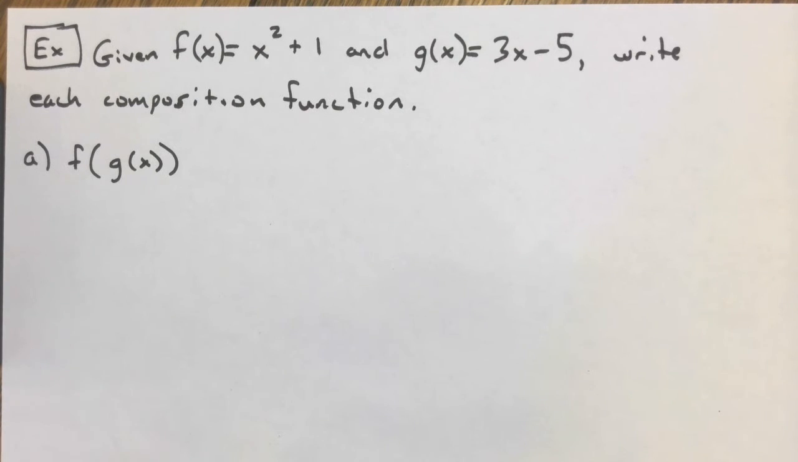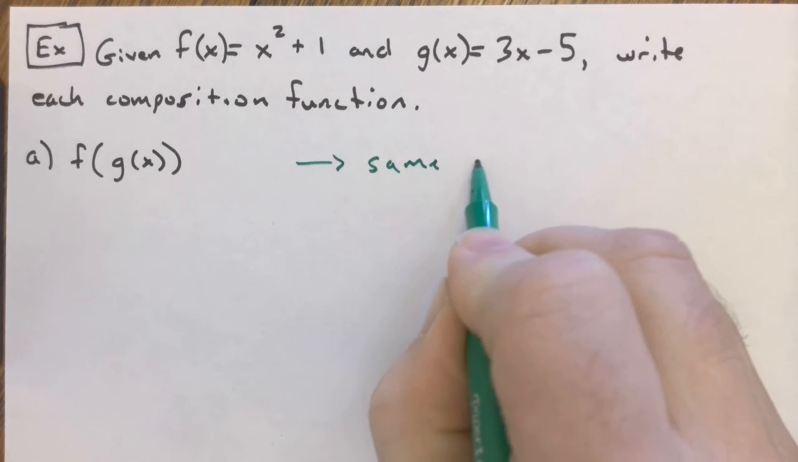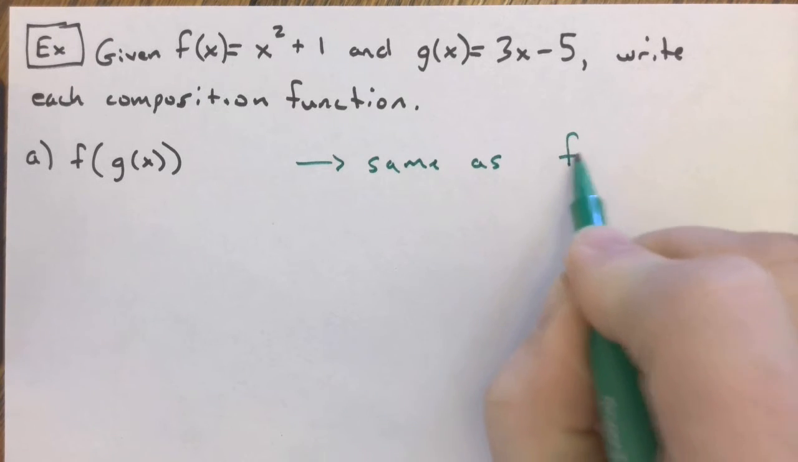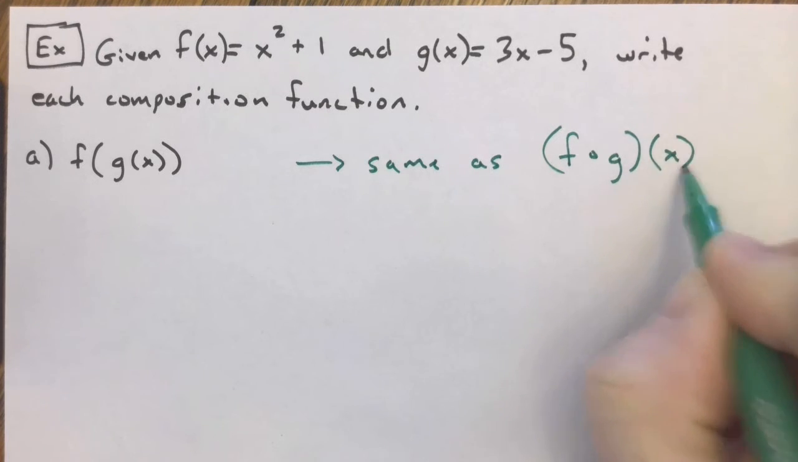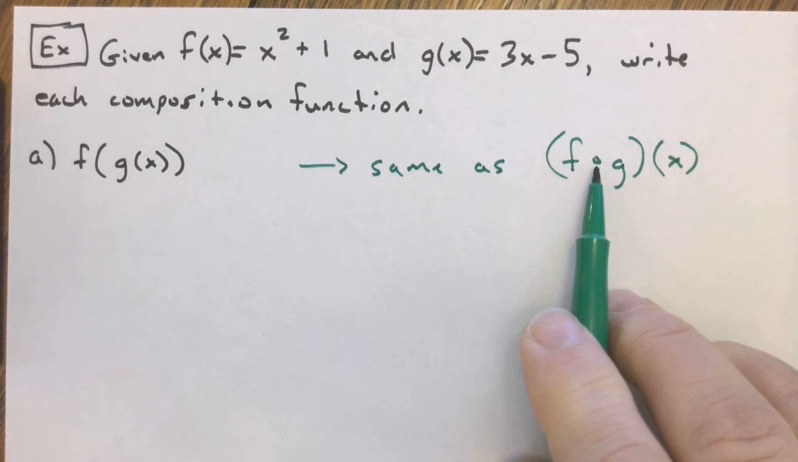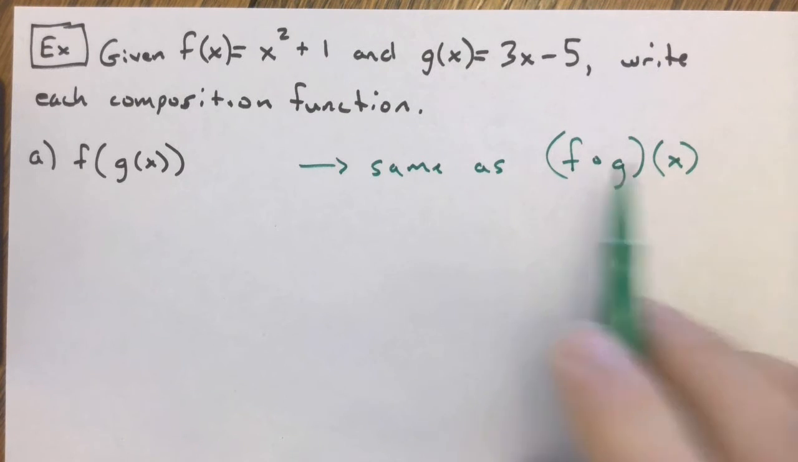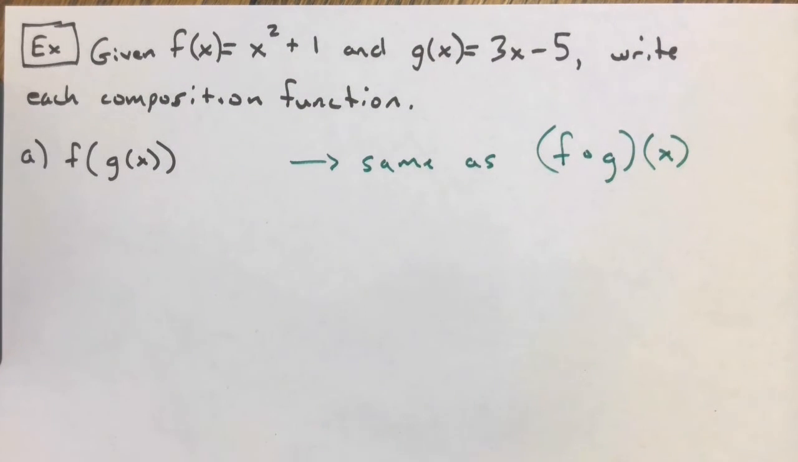This can be written a couple of different ways. So it is the same as f of g of x written this way. Here, where normally we would have an addition or subtraction symbol, we have a tiny little open circle about the size of a degree sign. So those are the same thing, just written two different ways.